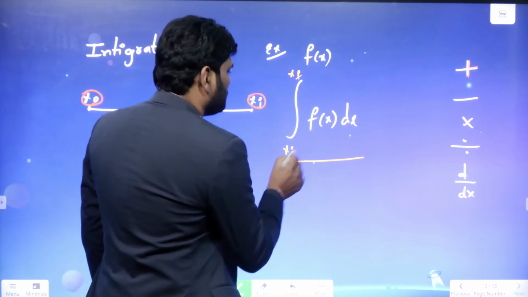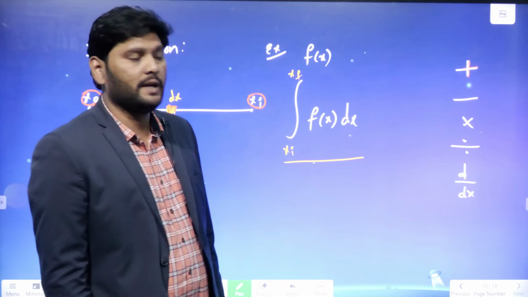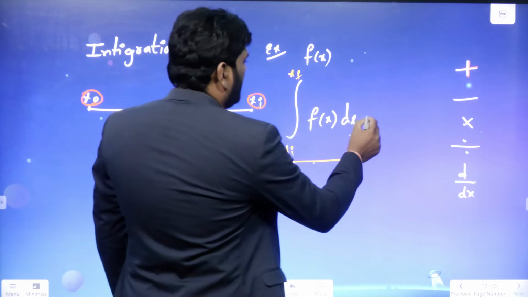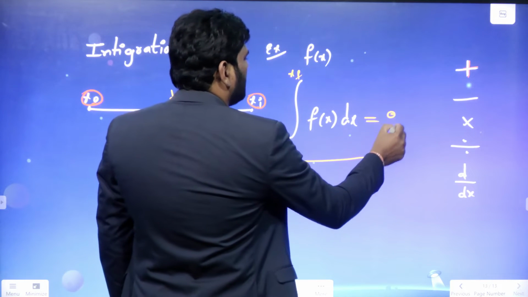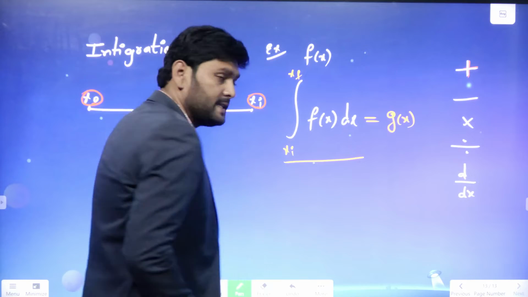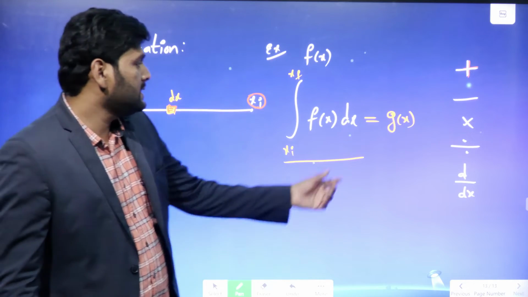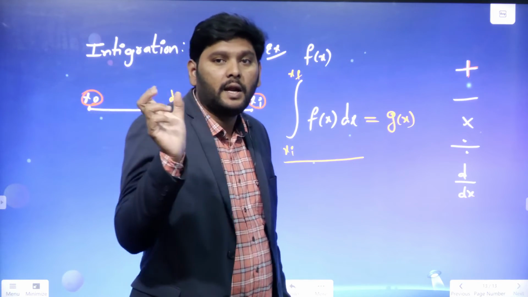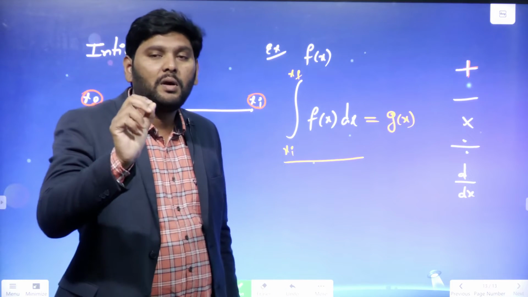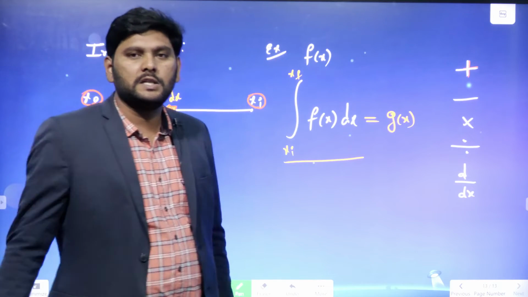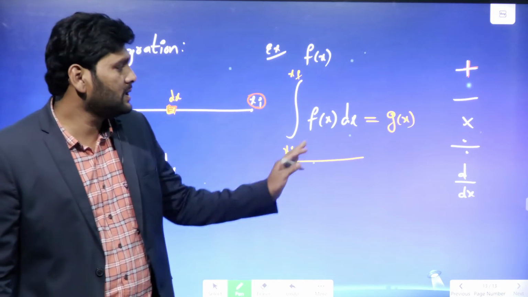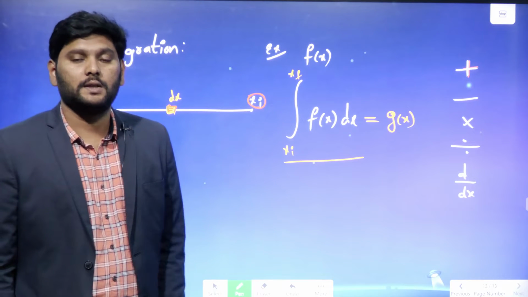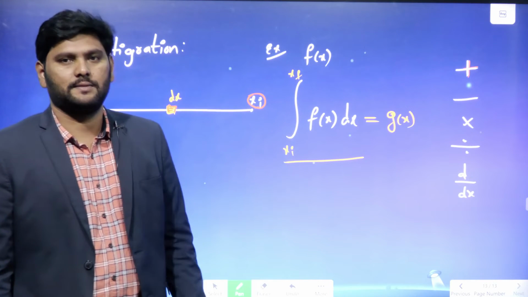So this is your symbol for integration. Now if you do this way, what will you get finally? Some other function g of x. This g of x represents the whole value, the addition of n number of infinitesimally small parts. Understand, children? This is about your integration.